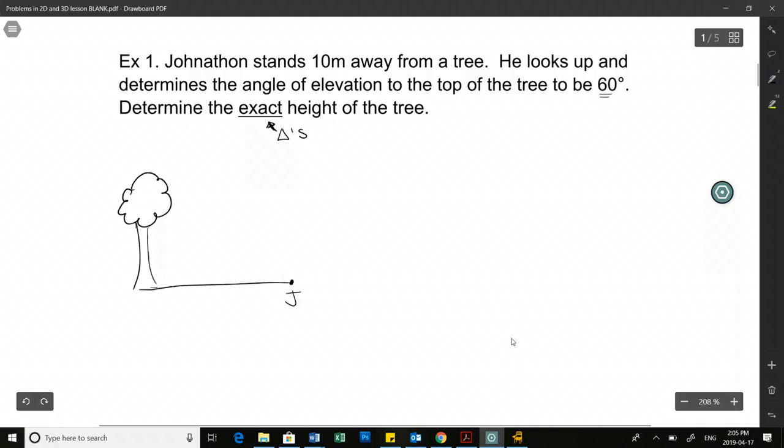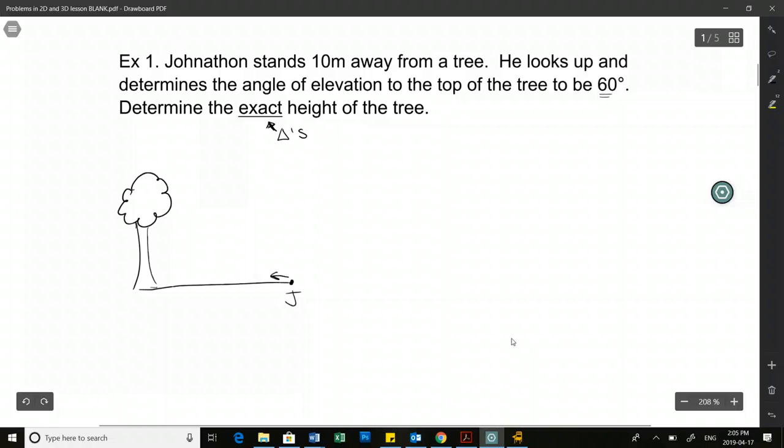And you have to imagine, if I'm standing over here and looking up to the edge of our classroom, my straight line of sight changes as I look up. This angle at me is my angle of elevation. So I'm looking straight and then I'm looking up to the tree or to the edge of our classroom, and the angle at me is that angle of elevation.